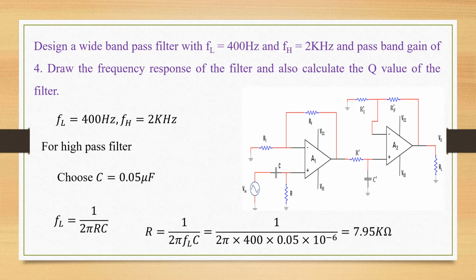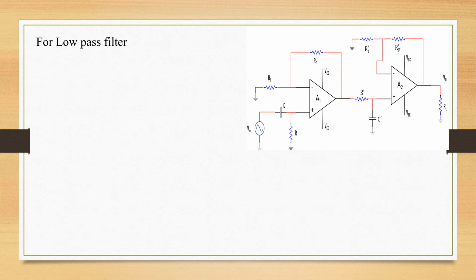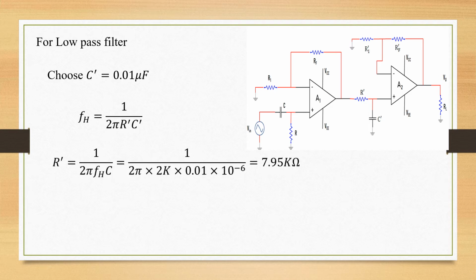The next part is moving on to the low pass filter to find the values of R dash and C dash. For a low pass filter, the higher cutoff frequency is given as 2 kilohertz. We will choose a capacitance value C dash as 0.01 microfarad. So using the expression FH is equal to 1 over 2 pi R dash C dash, we get R dash as 7.95 kilo ohms. This is obtained by substituting the value of FH, which is 2 kilohertz, and the capacitance 0.01 microfarad. So here we have obtained the RC components for the low pass as well as high pass cases.